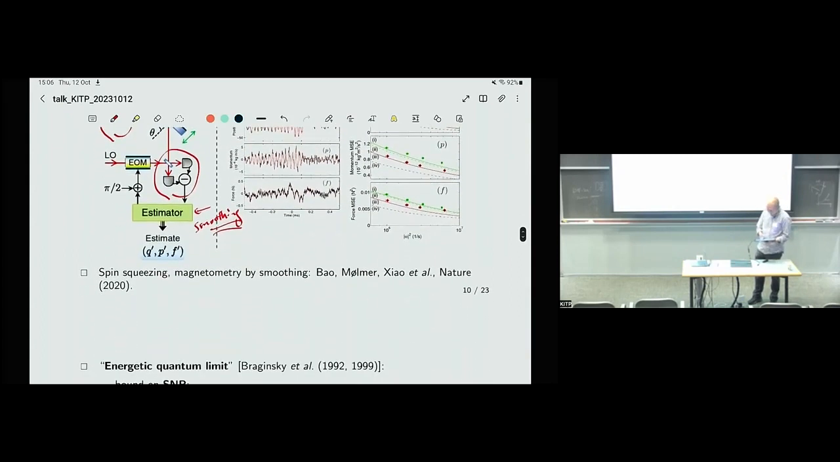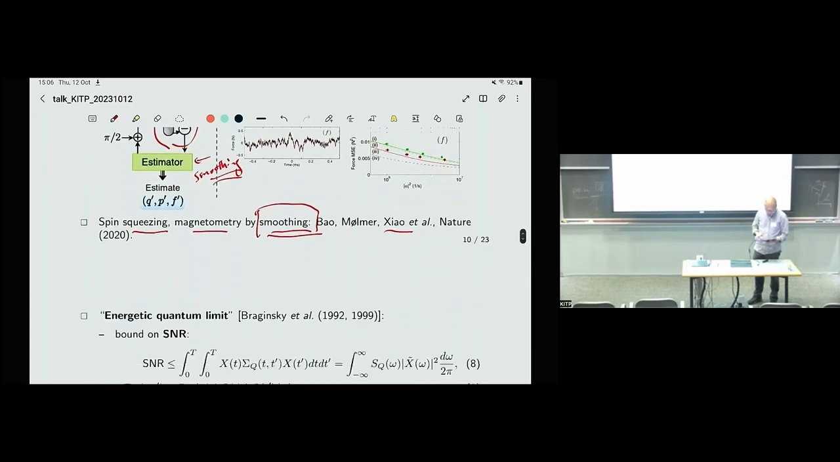I also want to mention that Yan Hong's group has applied similar ideas. They call it something else, but it's the same as smoothing, for spin squeezing and also magnetometry, more recently, I would say.